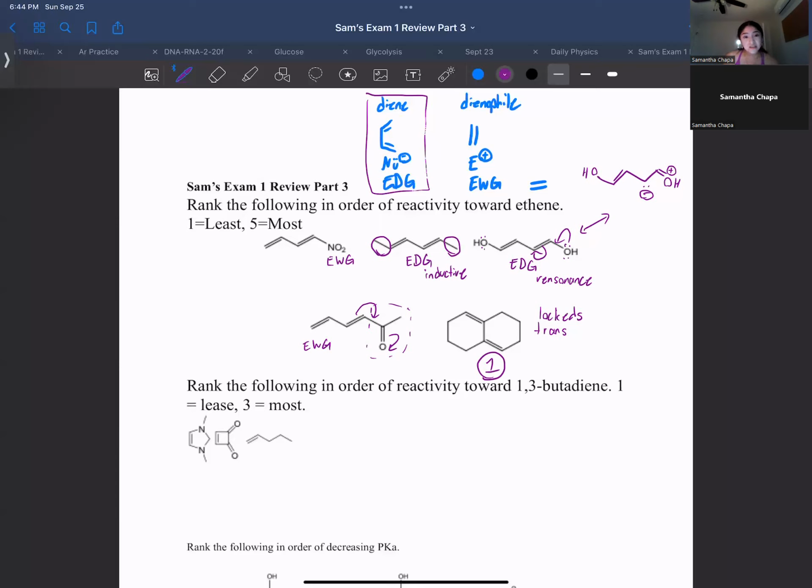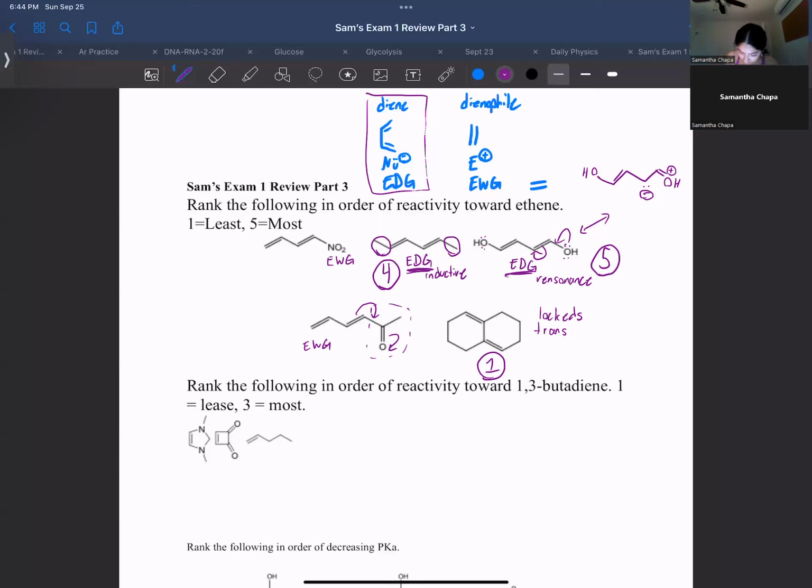That's the least reactive, and the most reactive is going to be something with an electron donating group. The only electron donating groups we have are these two, and I'm going to say that this one is our strongest one because it's an electron donating group through the resonance effect. Then for 4, I'm going to number this one because it's still an electron donating group, but it's just a little weaker than the resonance effect because it's going through inductive.